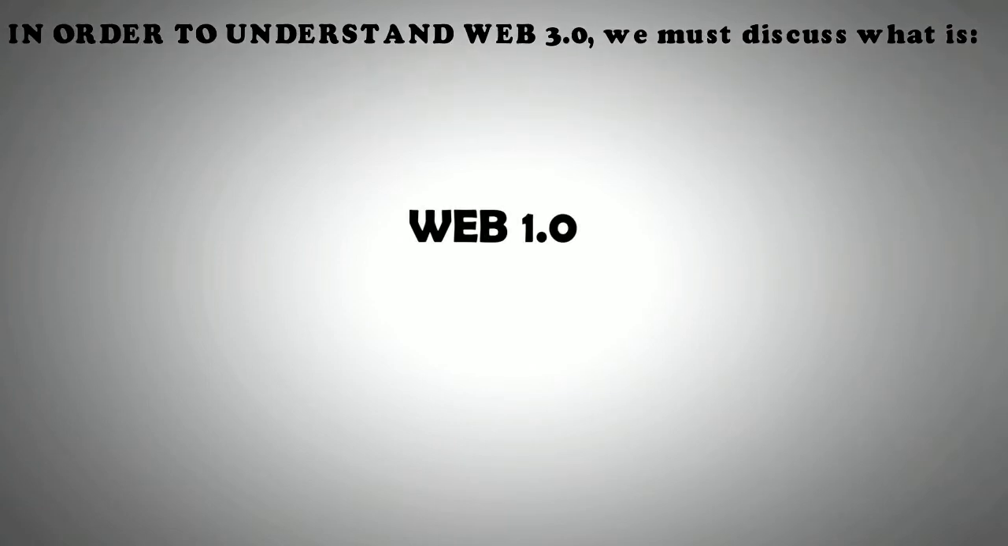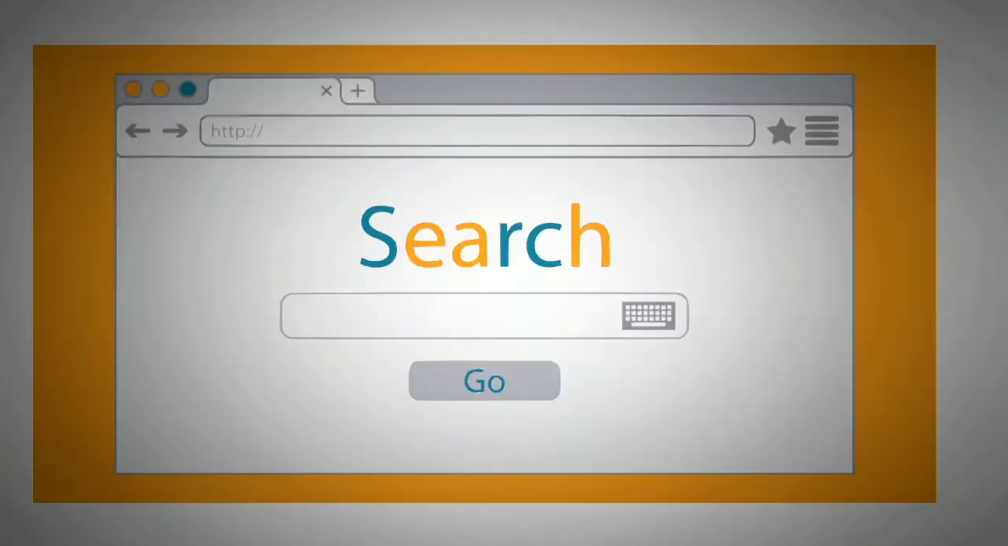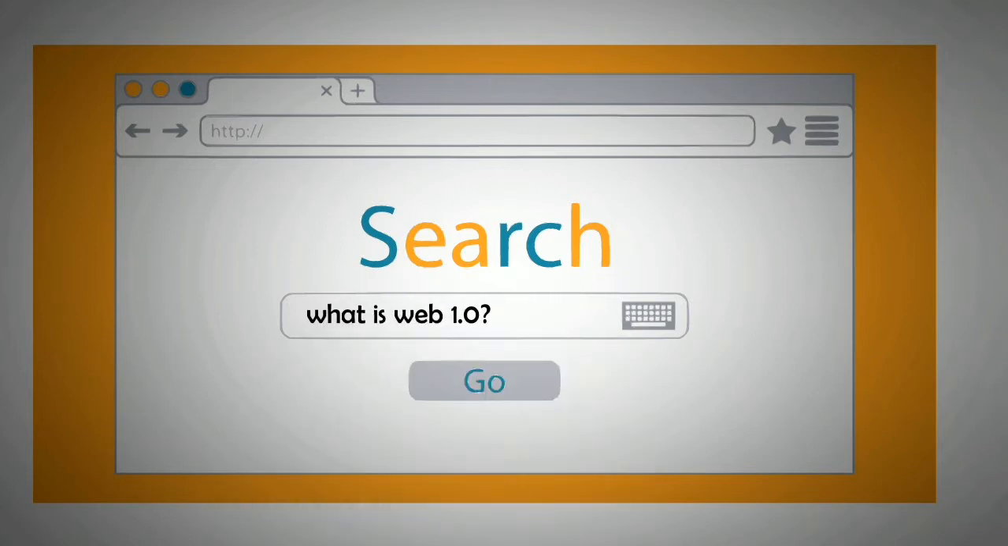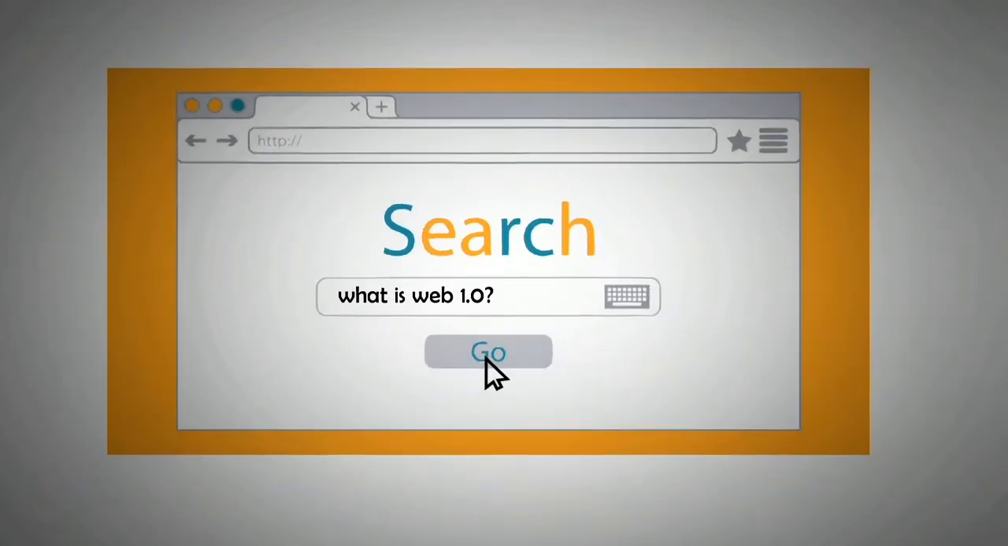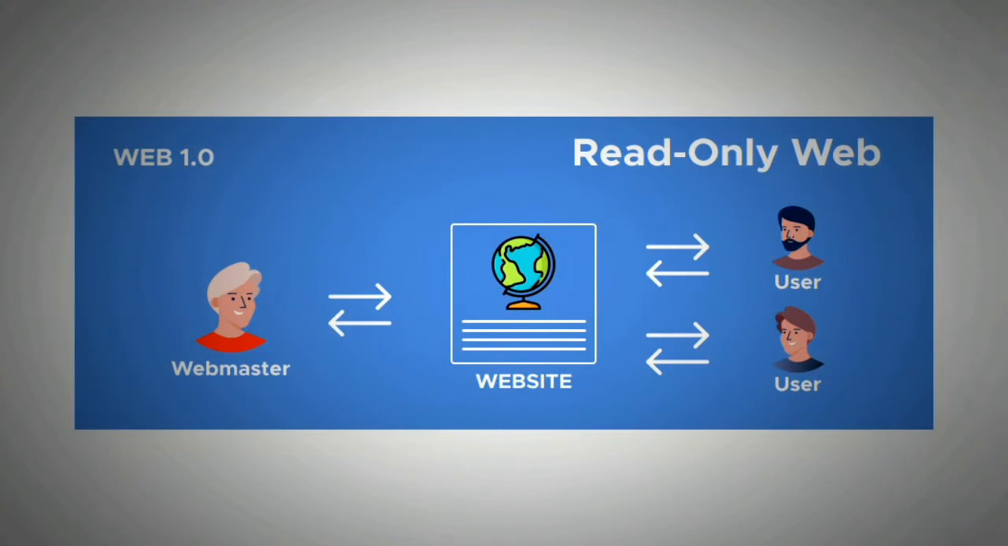So if we search what is Web 1.0 on some search engine, we'll find that it is known as the read-only web. It means that it was created for the people who were interested in reading some static content. We can take some websites that have some historical content in them as an example of Web 1.0.